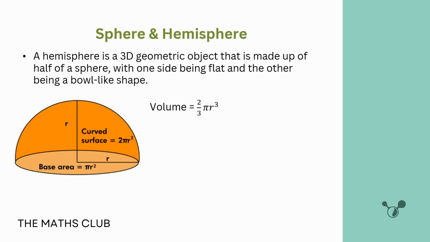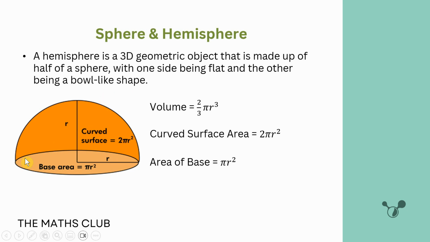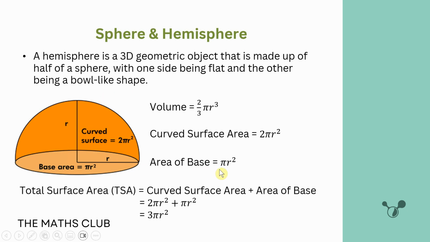Because it's half, if the volume of a sphere is 4 over 3 pi r cube, this will just be half of that, which will be 2 over 3 pi r cube. And if the curved surface area of a sphere is 4 pi r squared, this will be 2 pi r squared. And of course, the area of the base, which is a circle, is pi r squared. Now, you can see that this is different from a sphere.